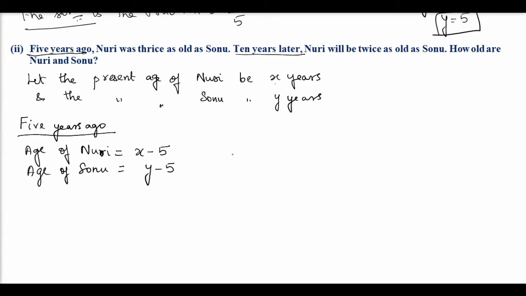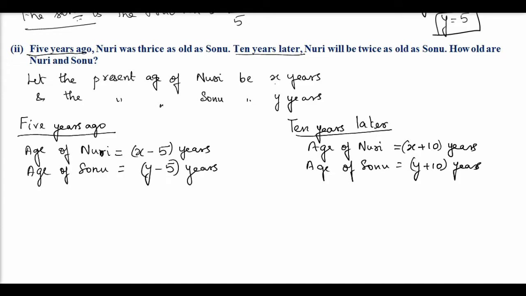Okay, this is 5 years ago. And then 10 years later, what about their ages 10 years later? It will be x plus 10 and y plus 10, isn't it? So at present their ages are x and y. 5 years ago their ages are x minus 5, y minus 5. 10 years later their ages are x plus 10, y plus 10. Now let's see the conditions given and form the equations first.